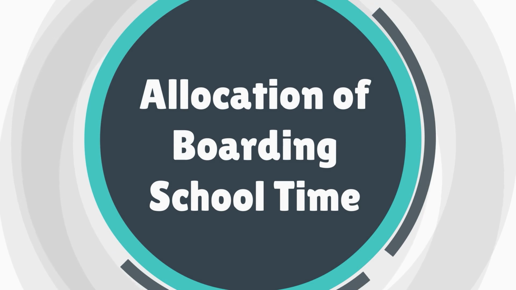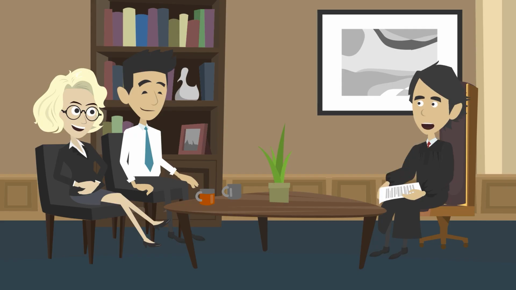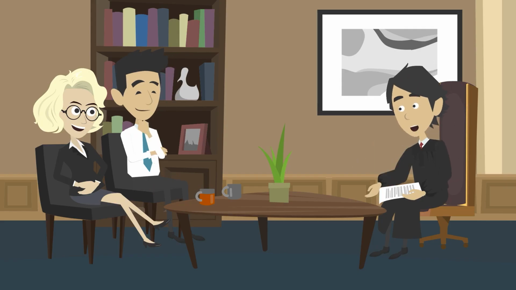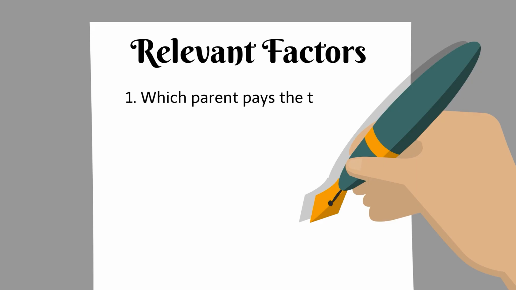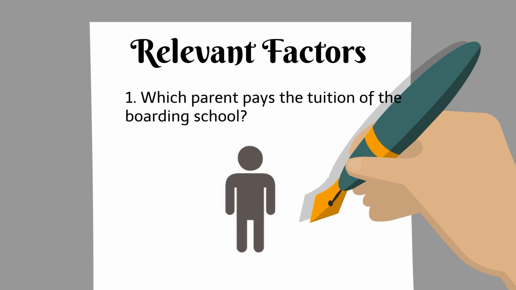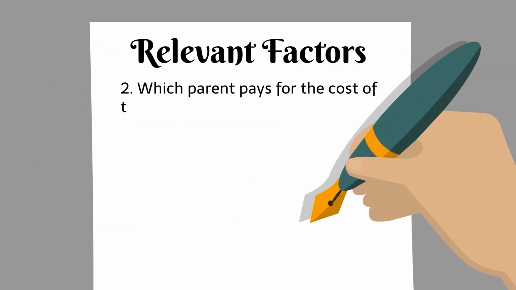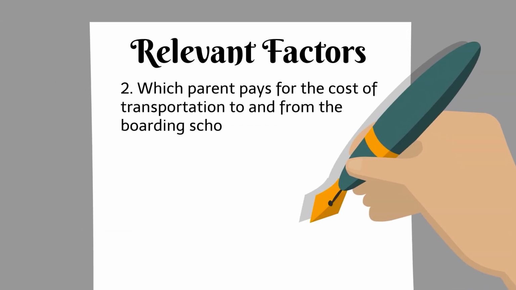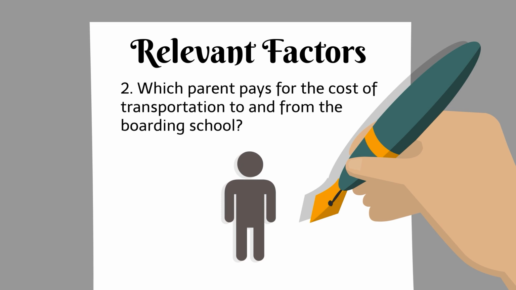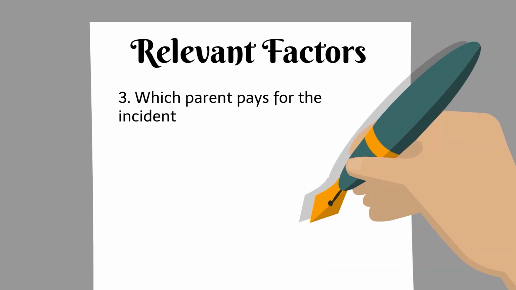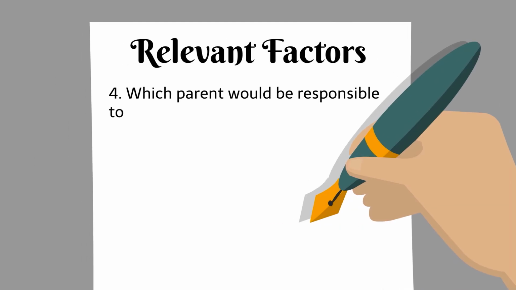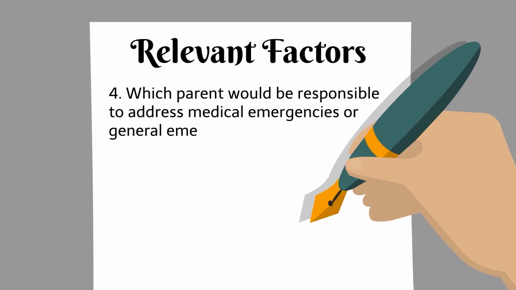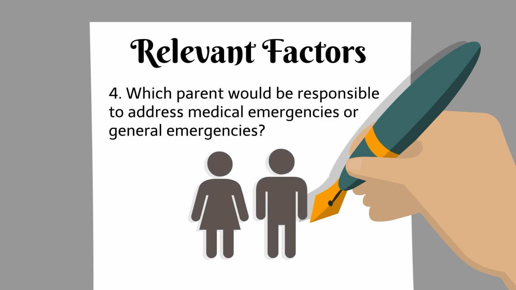Allocation of boarding school time. Here are the relevant factors considered by the court in allocating boarding school time. 1. Which parent pays the tuition of the boarding school? 2. Which parent pays for the cost of transportation to and from the boarding school? 3. Which parent pays for the incidentals at the boarding school? And 4. Which parent would be responsible to address medical emergencies or general emergencies?